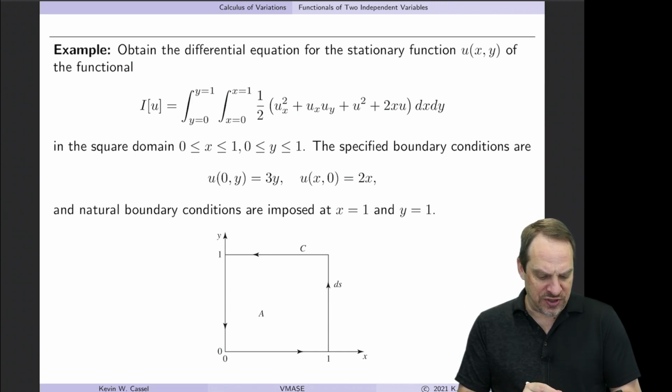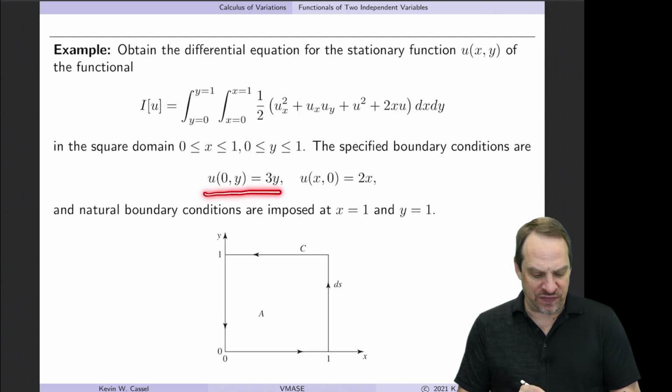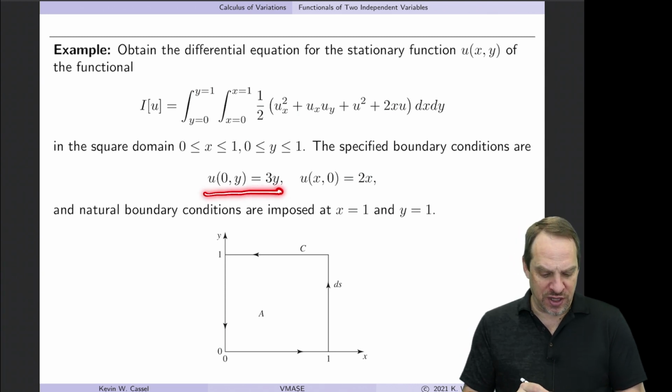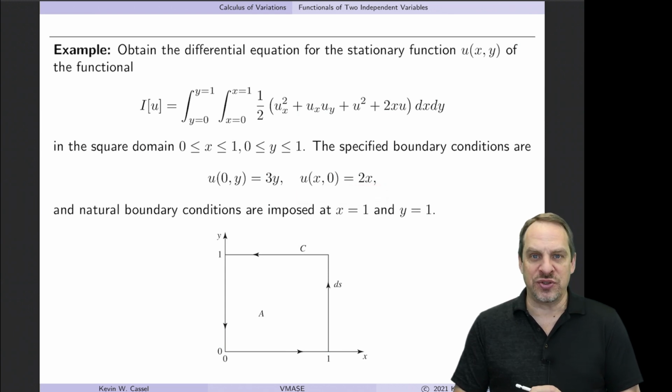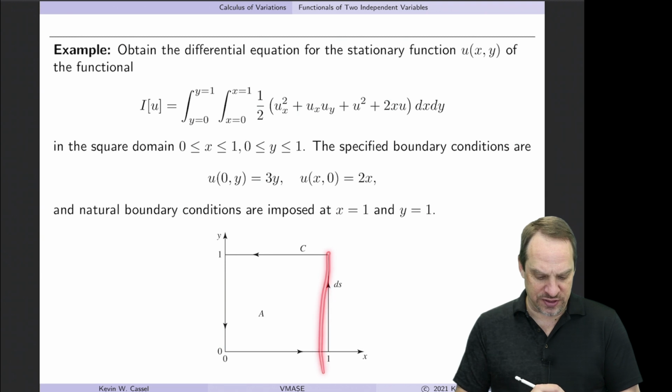And the domain, you can see here, goes from x equals 0 to 1 and y equals 0 to y equals 1 as well. So this is a square domain. You can see it here in the x, y plane. The boundary conditions on the left-hand side when x is equal to 0 will be specified as 3y, and on the bottom when y is equal to 0 will also be specified as 2 times x. The other two boundaries will be natural. So this is fixed, and then these two are natural and natural.